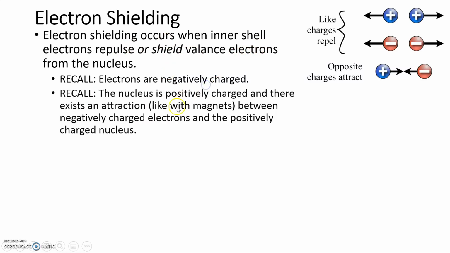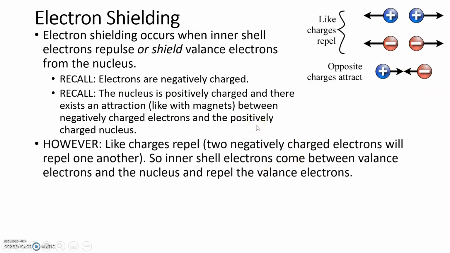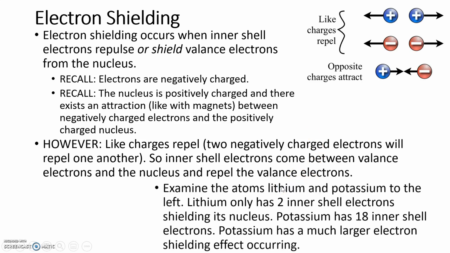Our electrons are negatively charged, the nucleus is positively charged, so there's an attraction there between the positively charged nucleus and the negatively charged electrons. Here is opposites attract. But, and here's the big deal, the same charge, like 2 negatives, we see that here, those are going to repel one another. So those inner shell electrons between the valence electrons and the nucleus are going to shield the nucleus and actually repel the outer shell electrons further from the nucleus.